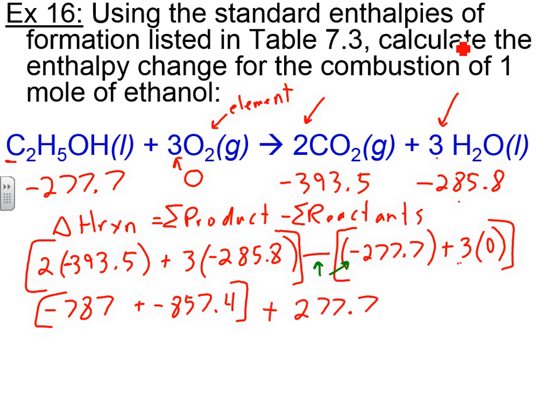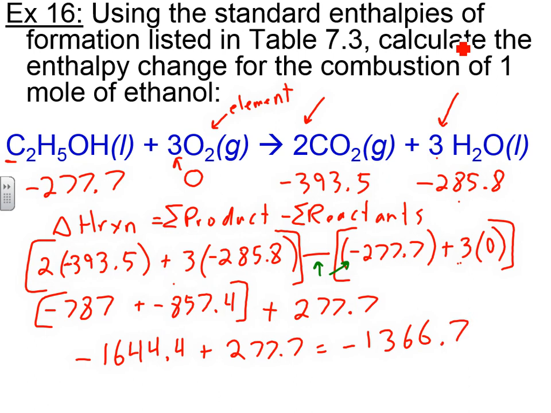Let's go ahead and combine these numbers here on the left side. So these two should give us negative 1,644.4. Hopefully that's what you've got. And then I get to add that to 277.7 and see what we get. So negative 1644.4 plus 277.7. And I should get negative 1366.7. Now in this case, because we have the decimal place in each case, we actually keep the decimal place. And this would be kilojoules.